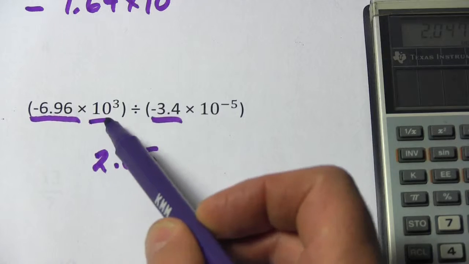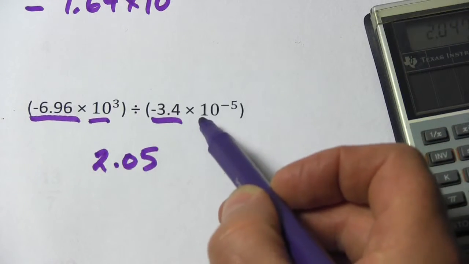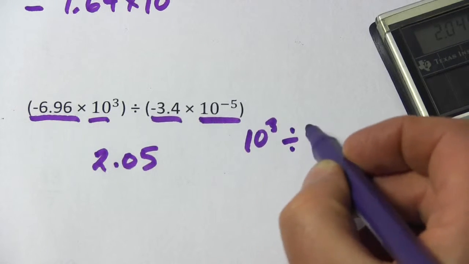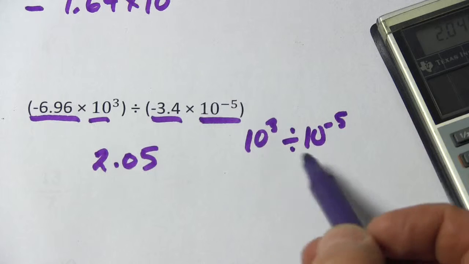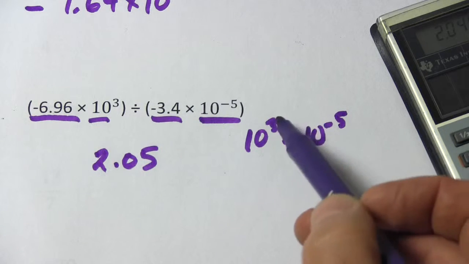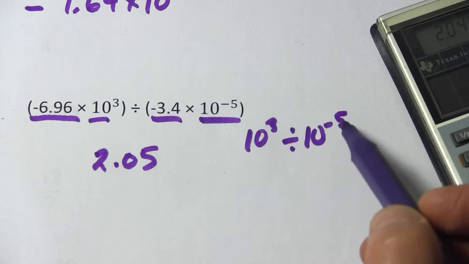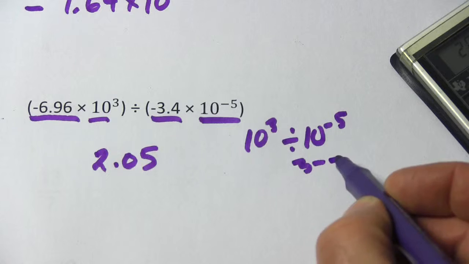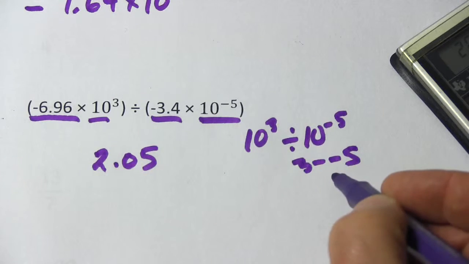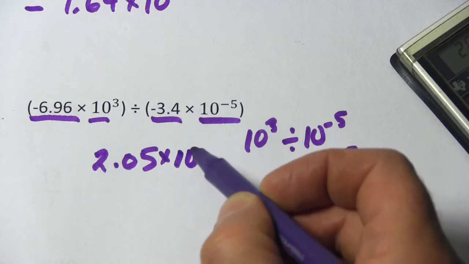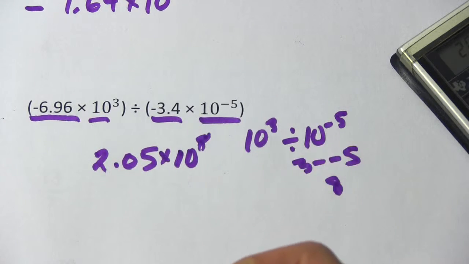And now we have 10 to the 3rd divided by 10 to the negative 5th. So if you think about this, 10 to the 3rd divided by 10 to the negative 5th, it's the opposite of multiplication. So instead of adding the exponents, we're going to subtract. So the subtraction problem is 3 minus a negative 5, which is the same as 3 plus 5, and that's 8. So our exponent here is 8, so we're going to get 2.05 times 10 to the 8th. So that's a little bit of work in multiplying and dividing numbers in scientific notation.